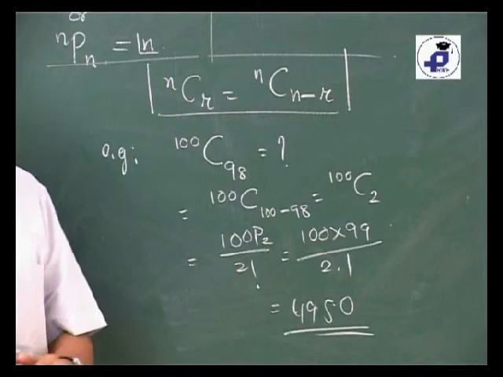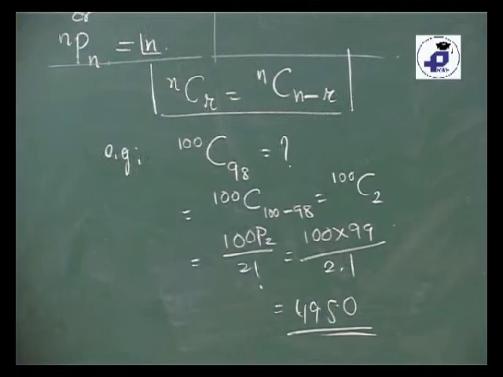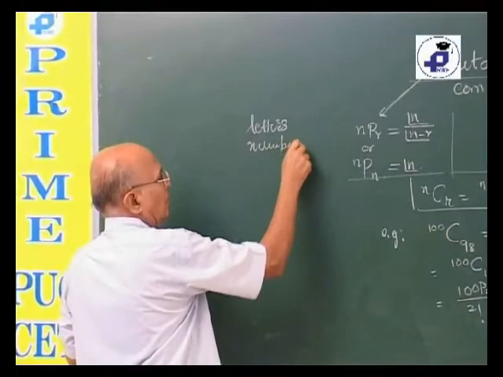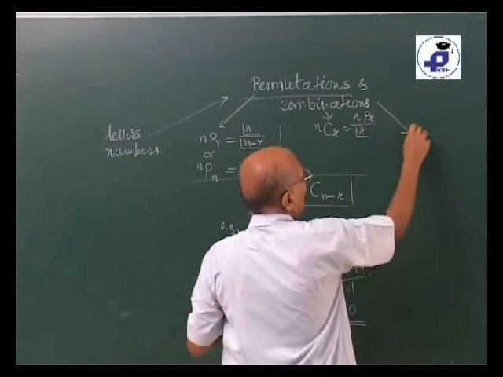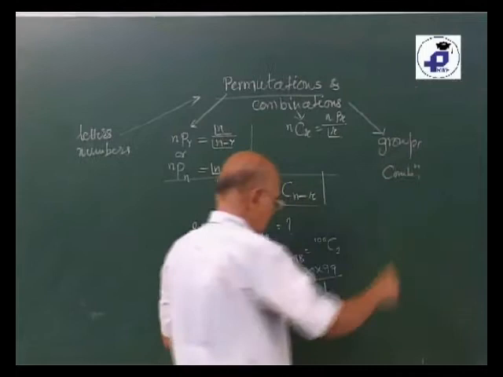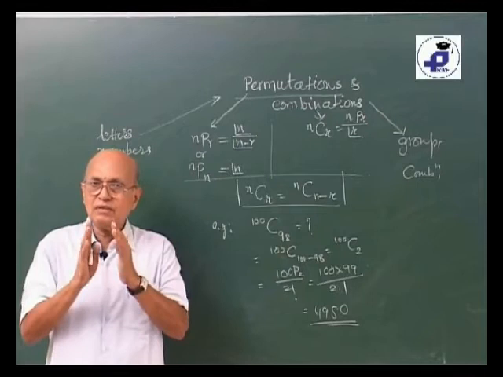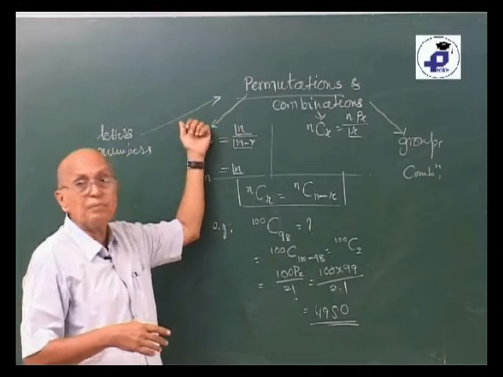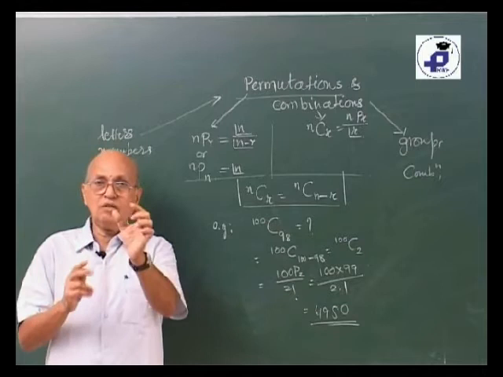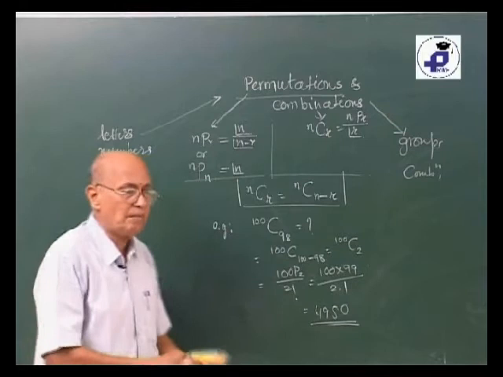Whenever something is given in terms of letters or numbers, it is always permutation. Whenever groups are to be formed, then it is combination. Please remember that. Don't confuse combination and permutation. Whenever you are given some numbers and digits to form numbers, we should always find permutation. And if there are groups, for example, there are 10 people and you have to form a group of 3, then it is called combination. The formula is very simple, you should know.